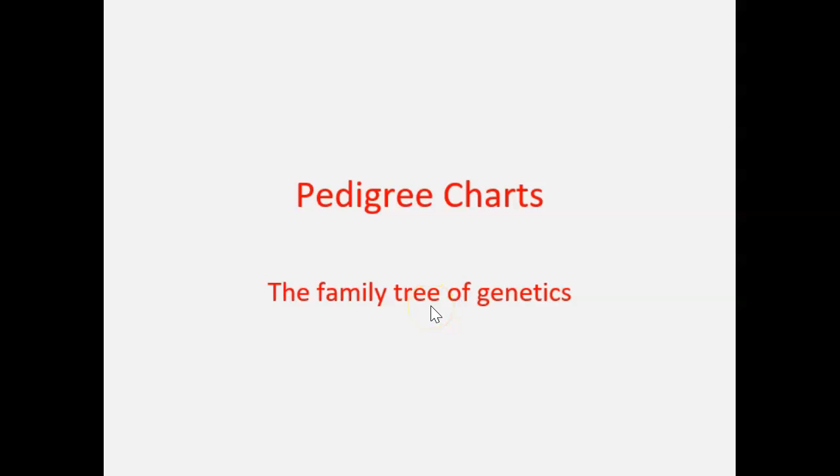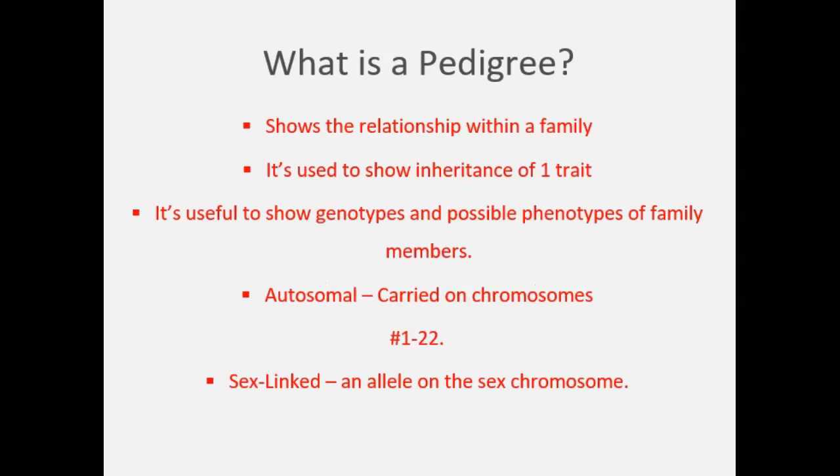Alright guys, so today we're going to talk about pedigree charts, and these are like a family tree that we're able to see the genetics in. So instead of just looking at names of individuals, we're more concerned about the genotypes and phenotypes of the individuals. So it shows the relationship in a family, and we use it to show the inheritance of a particular trait.